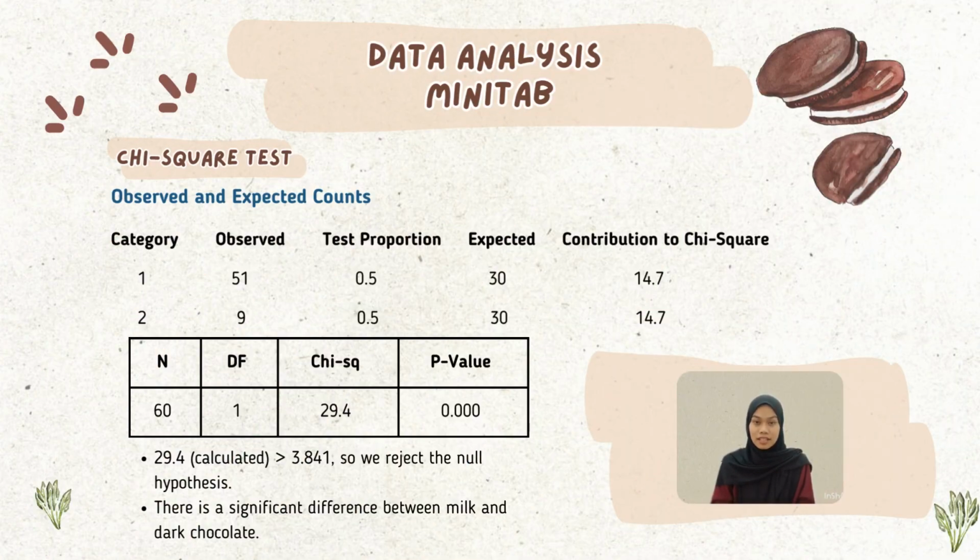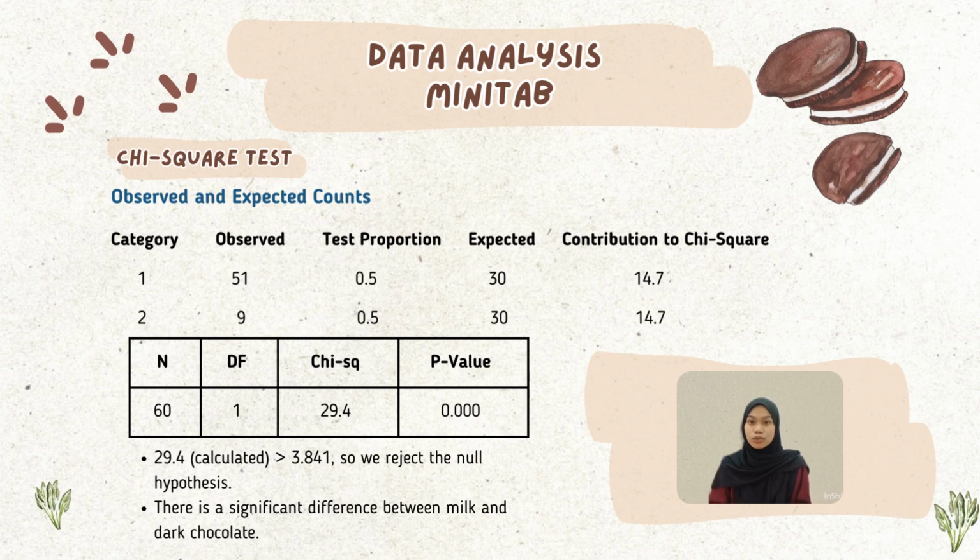Okay, next, we are also using Minitab. By using the Minitab software, we use the chi-square table at 5% level of significance with degree of freedom 1. We got 3.841 as the value from the chi-square table.